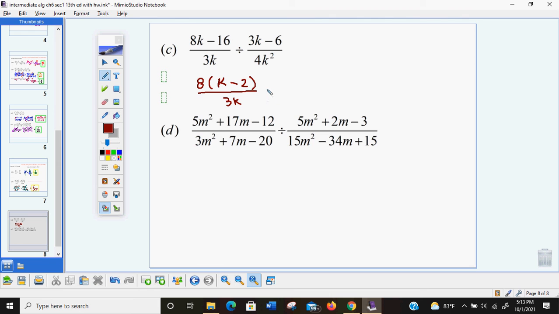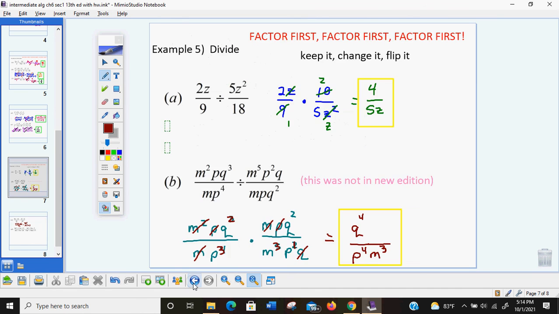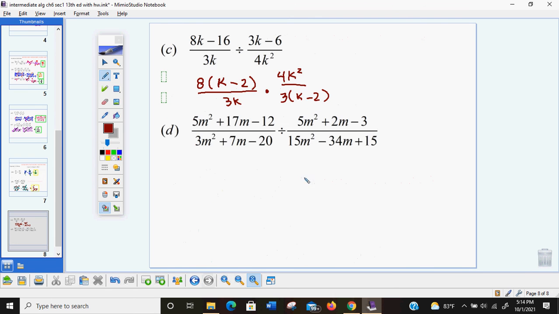Let's see, change it to times. So the 4k squared is going to the top, and this is going to the bottom. I can take out a 3. 3k divided by 3 is k, minus 6 divided by 3 is 2. So we did keep it, change it, flip it. And I was looking at something back there. Okay, so now let's see what we got.